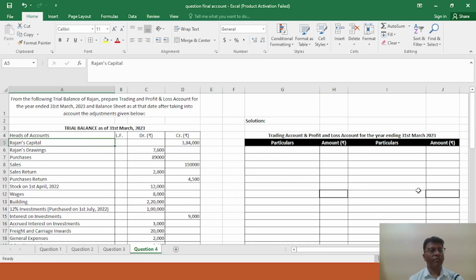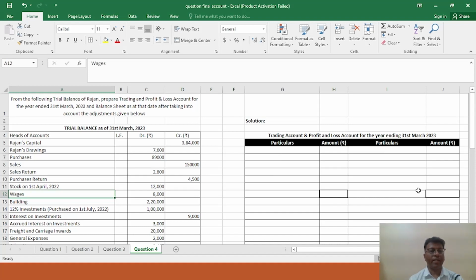So the very first account is Rajan's capital, so it would be mentioned on the liability side, and Rajan's drawing account would be reduced, subtracted from the capital account. Purchase would be debit in the trading account, sales in the credit side of the trading account, sales return would be reduced from sales, and purchase return would be subtracted from purchases. Stock on 1st April 2022 is the opening stock.